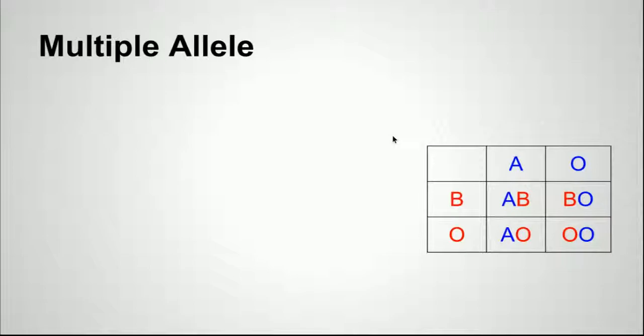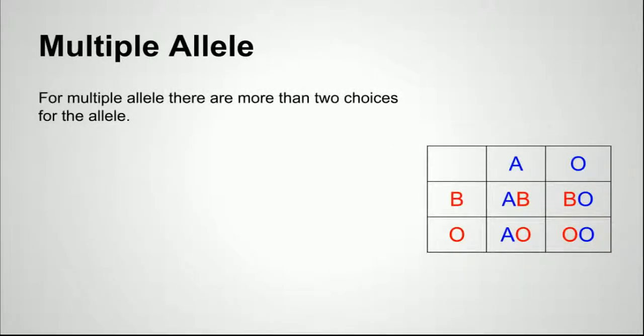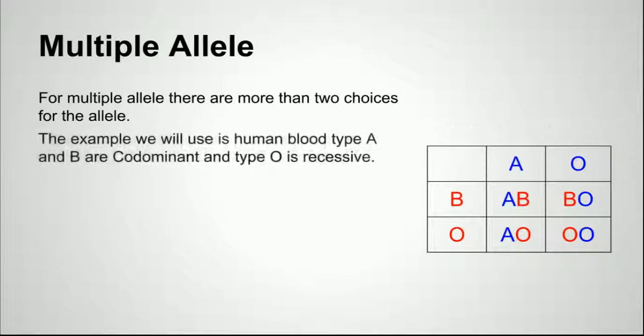Next, we have the multiple allele, and this is where you have more than two choices. So most of the time you have two choices. If you're doing multiple allele, then you have more than two choices. So we'll go back to blood type. This time we'll add in the O blood type.